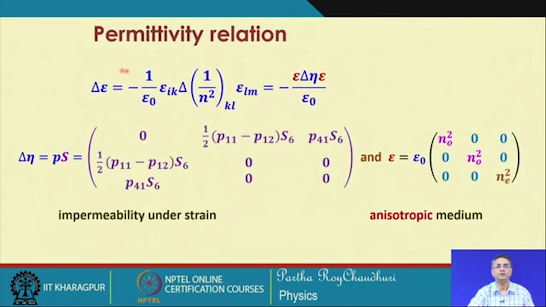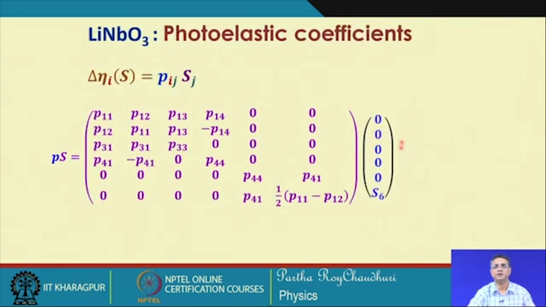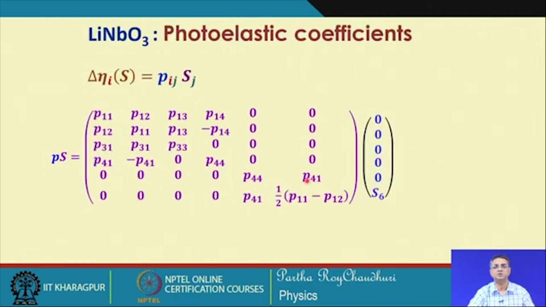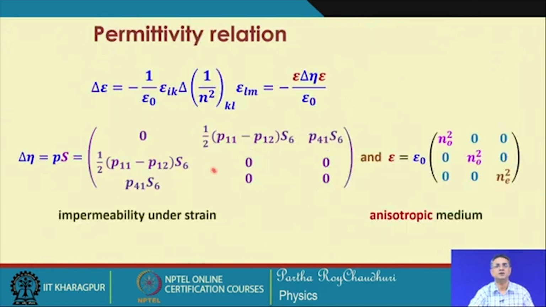Therefore, from here, because finally we will have to calculate this delta epsilon, and that comes from here, because we have this delta eta which is equal to this. From here, if we write in this 3 by 3 matrix notation, you can write that this quantity P 41 S 6, and this quantity half P 11 minus P 12 into S 6 will be appearing here in the off-diagonal positions.